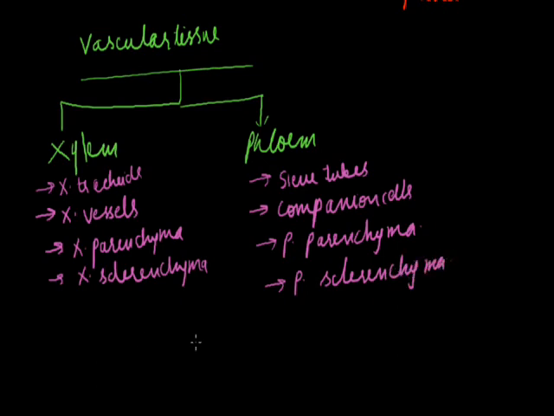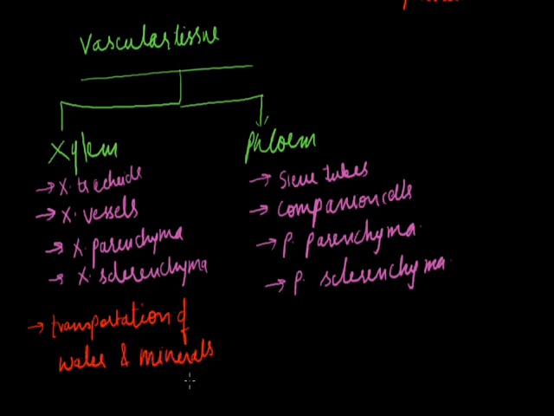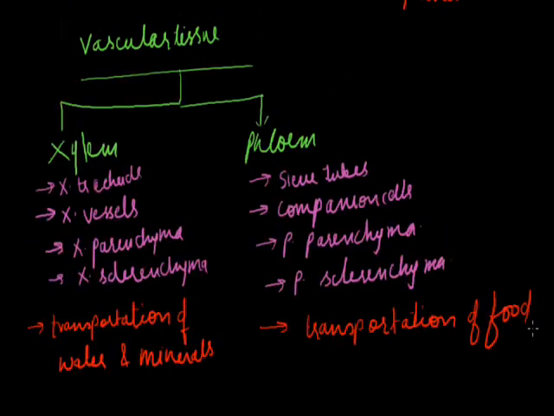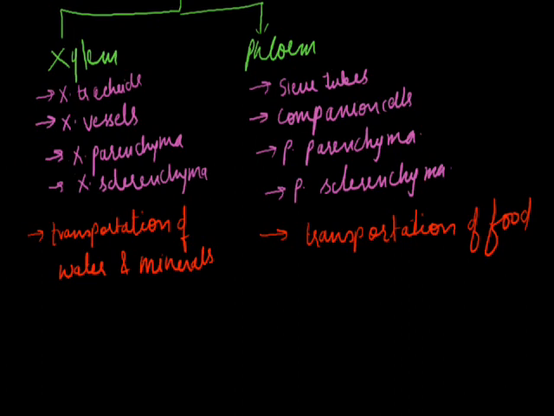Now, the main function of xylem is transportation of water and minerals. On the other hand, the main function of phloem is transportation of food. Now, this transportation of water and minerals is also called ascent of sap.